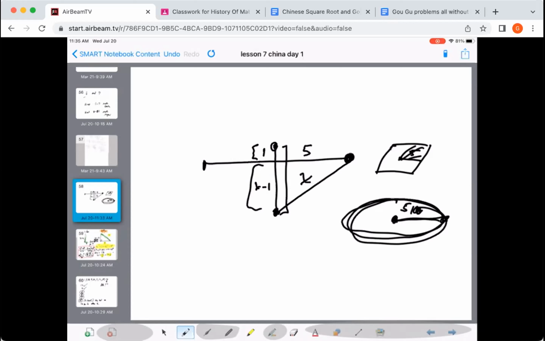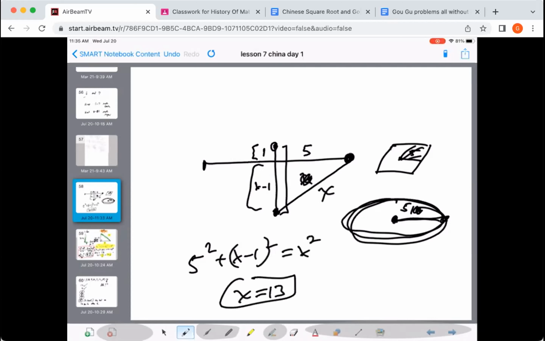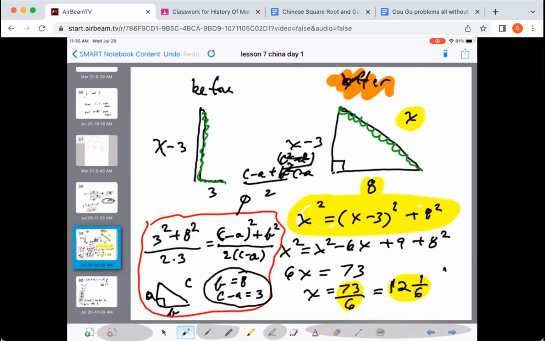So this was the picture after all, and the length of the entire reed is X. I'll put that here. So our triangle is 5 squared plus X minus 1 squared equals X squared, and that eventually becomes X equals 13. It was the 5, 12, 13 triangle. So that one was number 6.